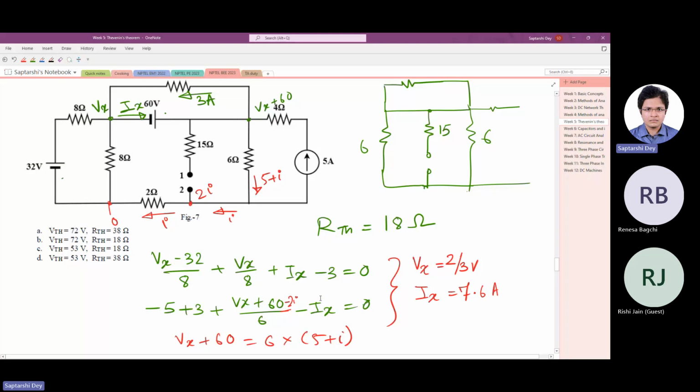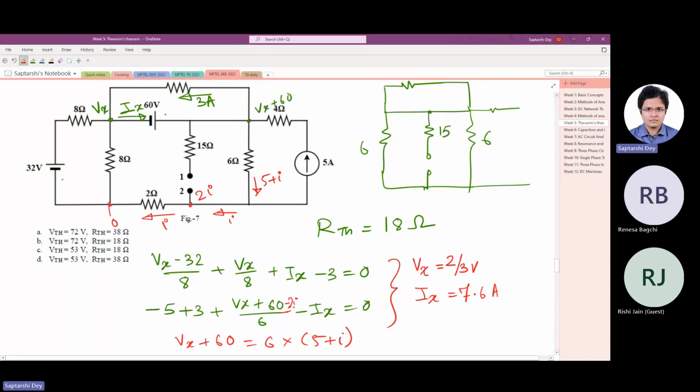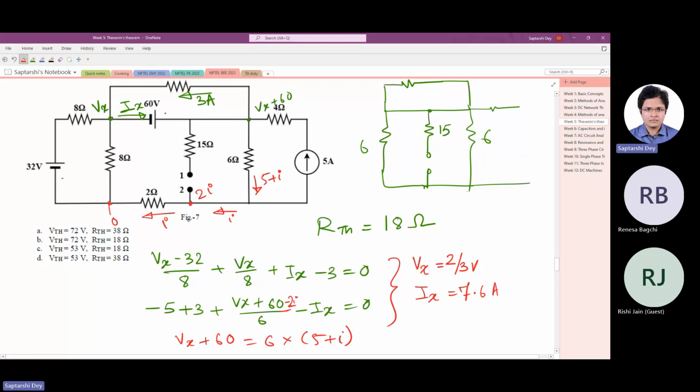Can you confirm now, Denisa? The mistake was here. I simply wrote Vx plus 60 by 6, but I did not notice this 2 ohm resistance here. So what I did is, I assumed a current of I is flowing in this way. So this voltage will be 2I. So what we can write is Vx plus 60 minus 2I by 6.